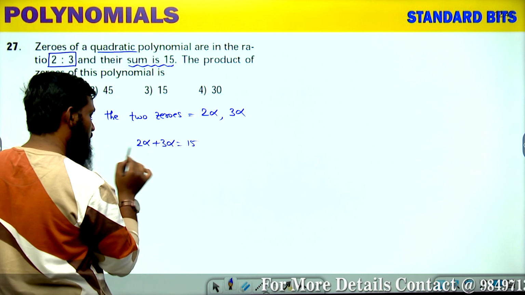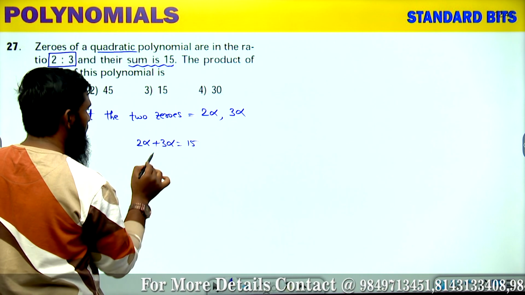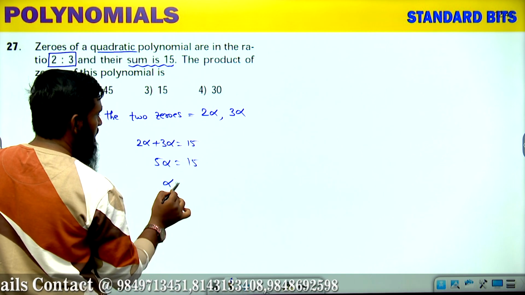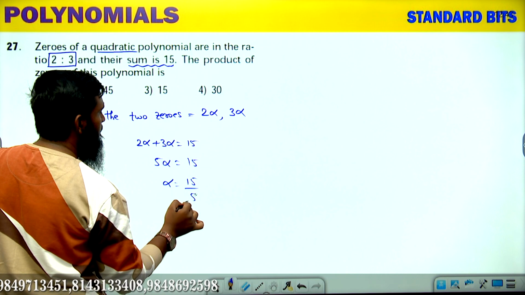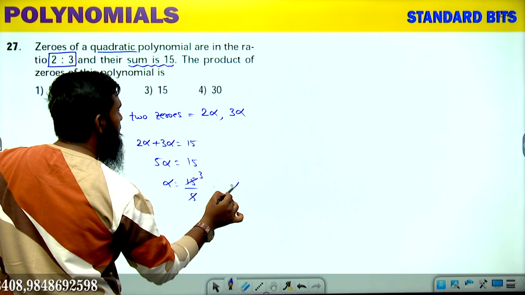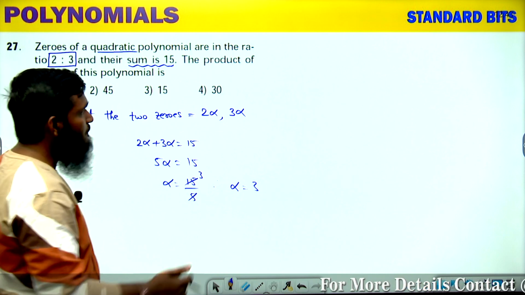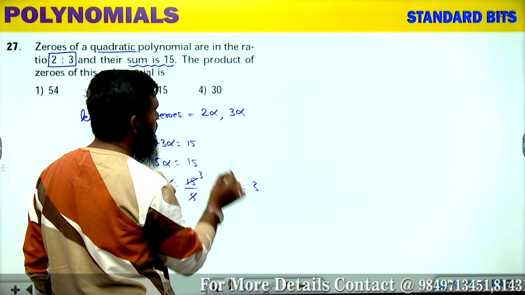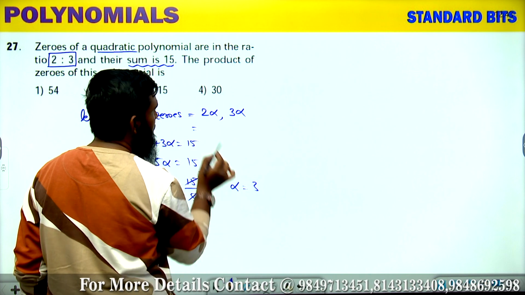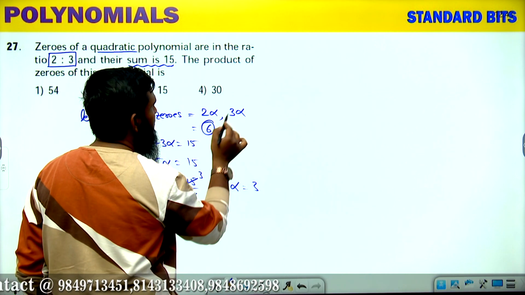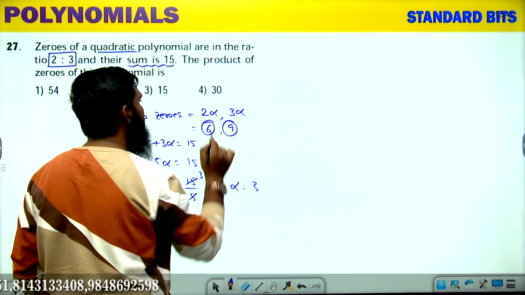Let us do this addition. 2 alpha plus 3 alpha means 5 alpha is equals to 15. So alpha is equals to 15 by 5. 5 ones are 5, 5 threes are 15, therefore alpha value is equals to what? 3. We are getting alpha value is equals to 3. So if you are substituting that alpha value is equals to 3 in this part, what we are getting now? 2 threes are 6, one zero is 6 over here. Now 3 threes are 9, another zero is 9.